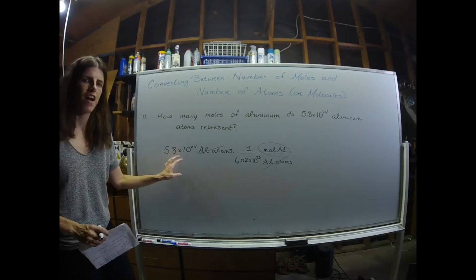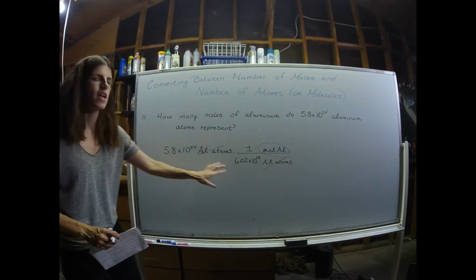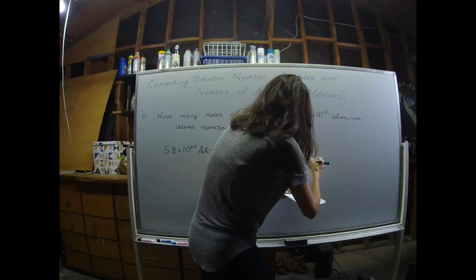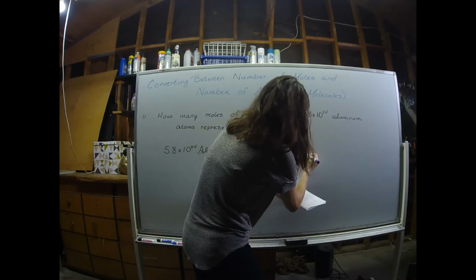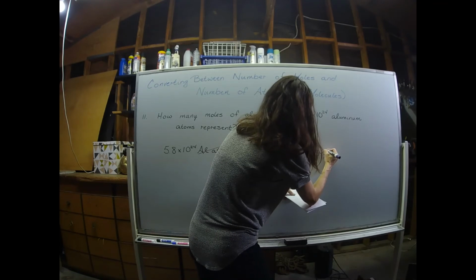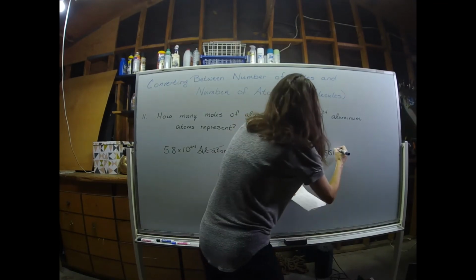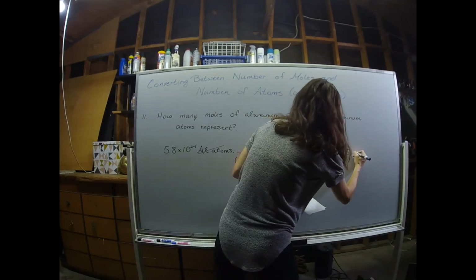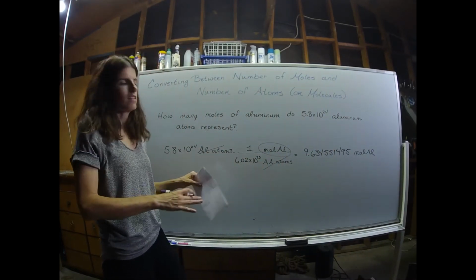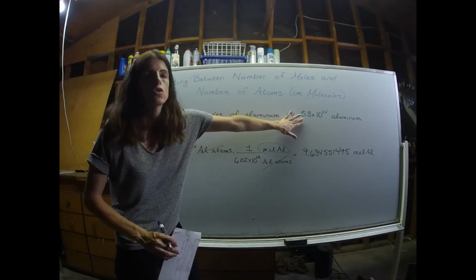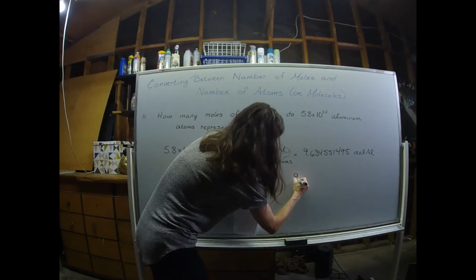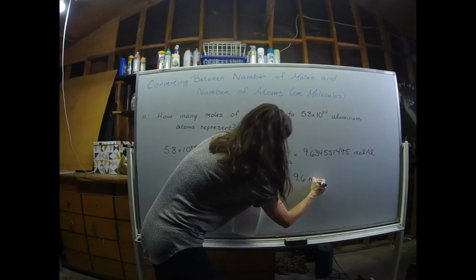We want to divide 5.8 times 10 to the 24th by 6.02 times 10 to the 23rd. And when I did that, I got 9.634551495 moles of aluminum. Way too many sig figs in that value. They only gave us 2 to start with. So I'm going to round that to 9.6 moles of aluminum.